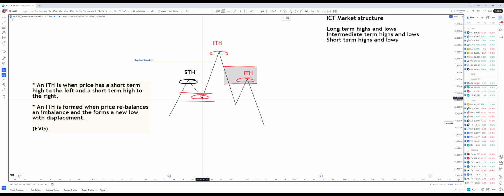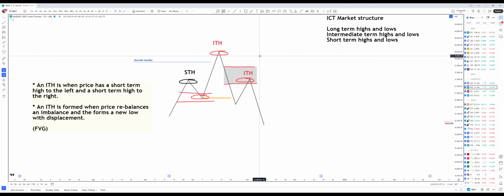So when this intermediate term low breaks with displacement, that's a shift in market structure, which I'm going to use orange for. As soon as we see that market structure shift, we see that low get violated with displacement, this automatically becomes our intermediate term high. So the algorithm does not need to trade higher than this level if we really are bearish. If really the algorithm has changed from buy side delivery to sell side delivery.